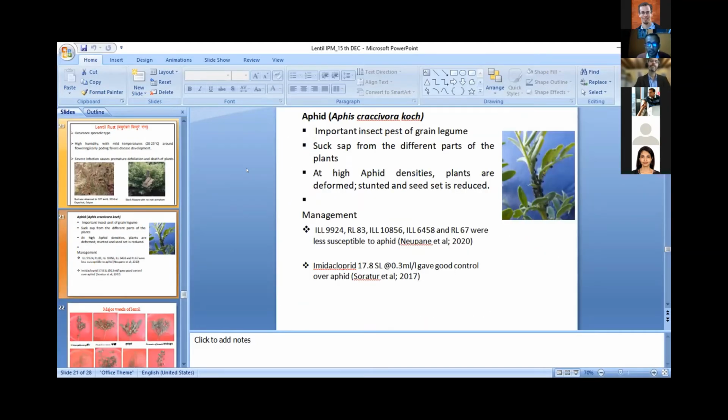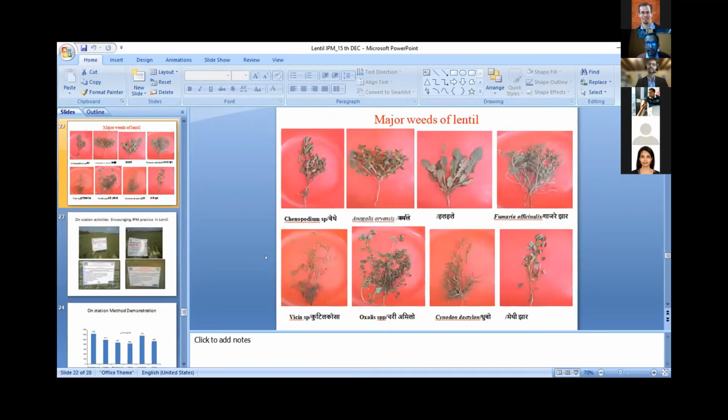And this is aphid. For aphid, there are also some genotypes identified, and imidacloprid has given good control over the aphid also. And major weeds also, we have collected major weeds of lentil. These are also problematic for the farmers, which cause good yield loss.